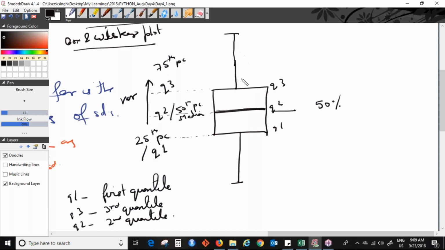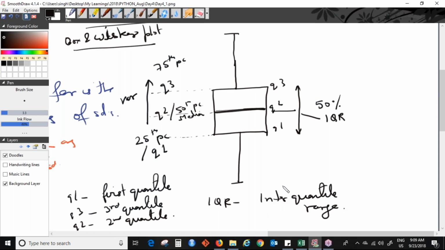Now what are these lines? The distance between Q3 and Q1 is known as the interquantile range. IQR stands for interquantile range. This is the distance between Q3 and Q1.